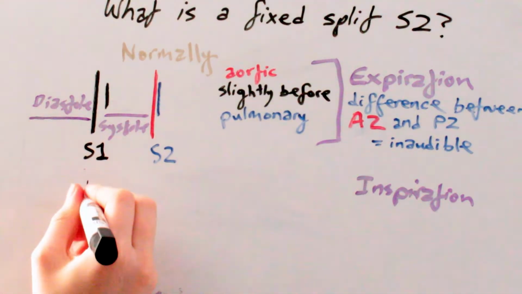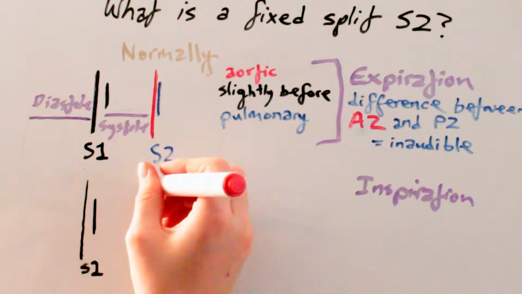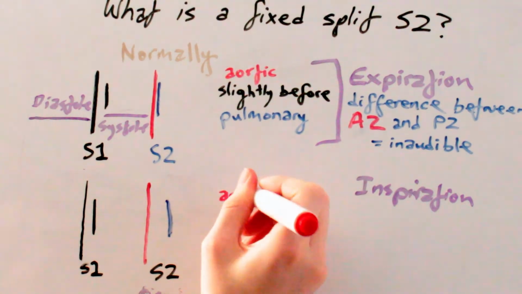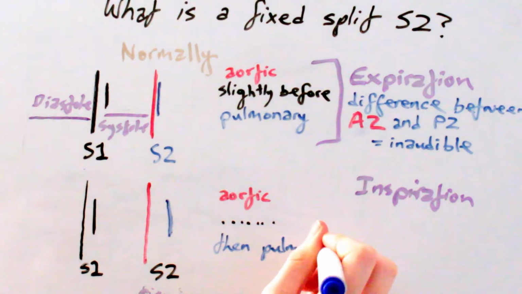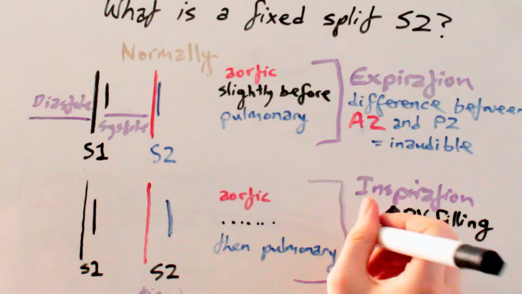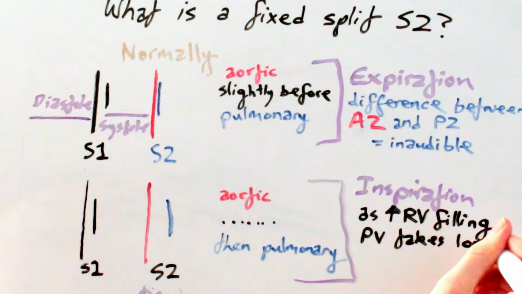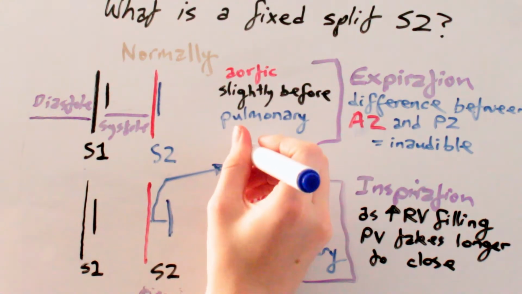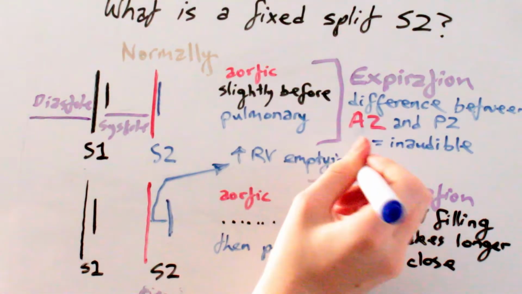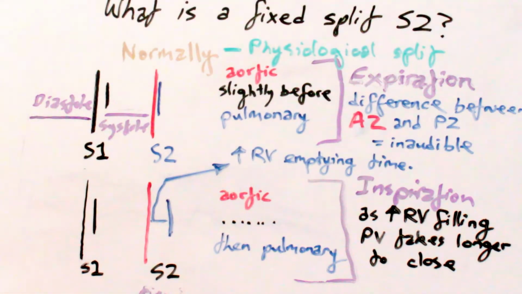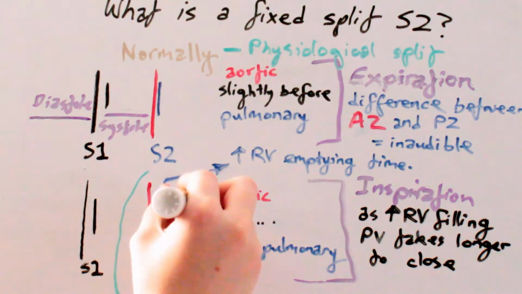However, during inspiration we have a slightly different picture. S1 is the same, but S2 is split more widely with aortic closure, then pulmonary closure. This is because there is increased right ventricular filling during inspiration, so the pulmonary valve takes longer to close. The difference between the two is created by an increased right ventricular emptying time. So that's the physiological split, which varies with respiration and is entirely normal.